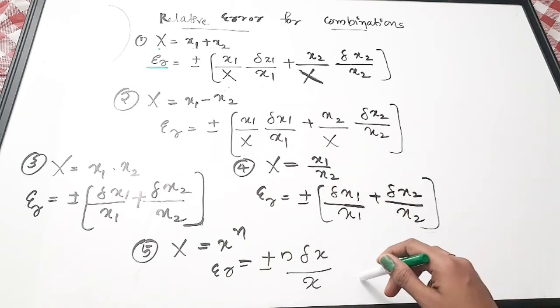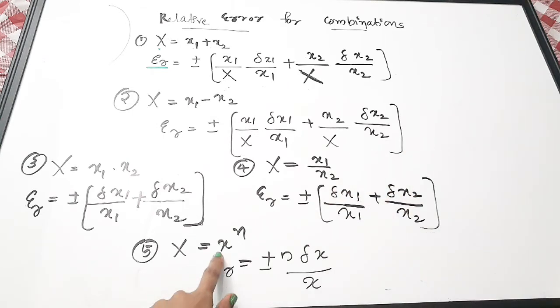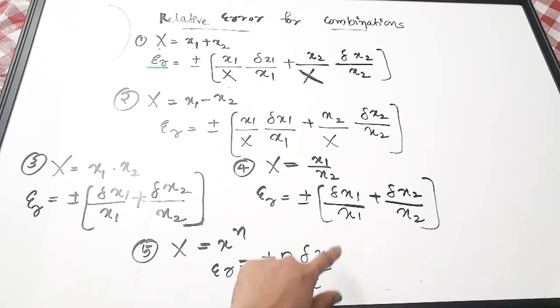Then the last case we are going to discuss is when we take the nth power of a quantity, that is, capital X is equal to x raised to n. Then the relative limiting error is plus or minus n into limiting error of x by x. Okay, so these are the equations in which we find the relative error or the relative limiting error. Now let's do a small problem applying these equations.